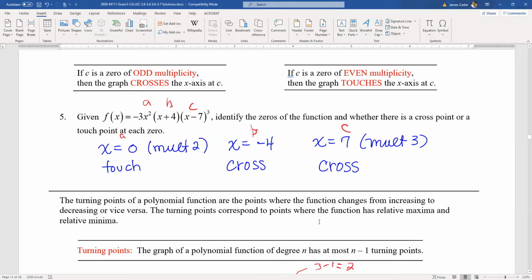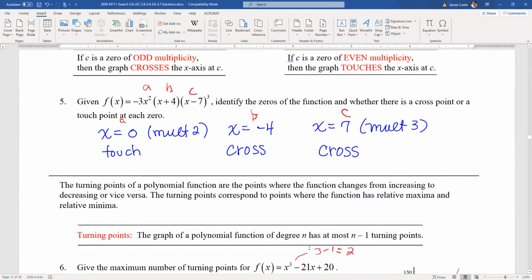Okay, this is just going over what I just said. If it's an odd multiplicity, it will cross. If it's an even multiplicity, then it will just touch and change directions, or touch and go.